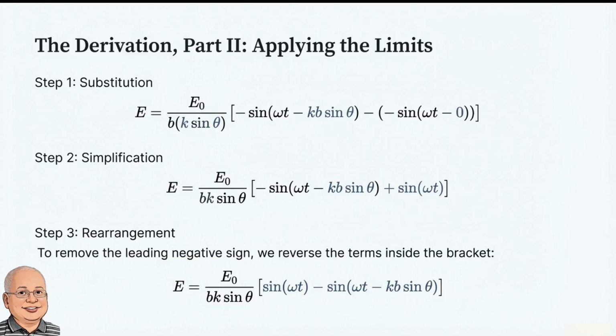Now we'll rearrange it. Within the bracket, we'll make the positive term the first term and the negative term the second term. So we get the last equation: E is equal to E0 by b k sine theta into sine omega t minus sine of omega t minus kb sine theta.